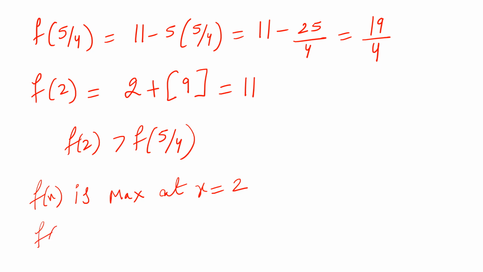and f(x) is minimum at x = 7/5. Why at 7/5? Because from x = 5/4 to x = 7/5, f(x) is decreasing. And from x = 7/5 till x = 2, the function is increasing. So obviously at x = 7/5, it will attain its absolute minimum value.